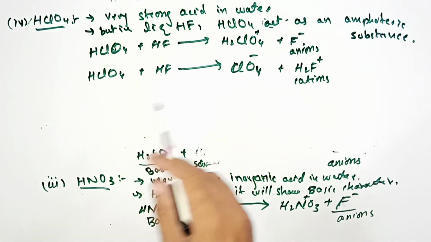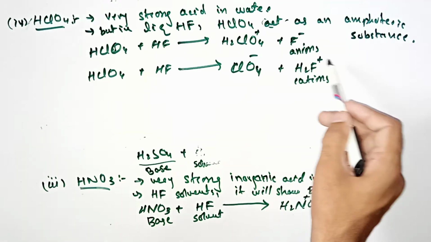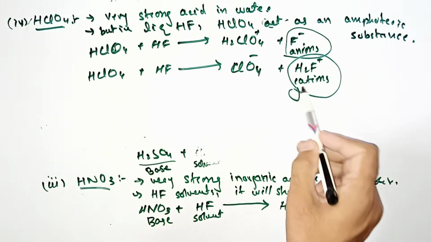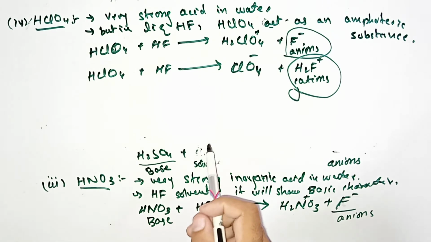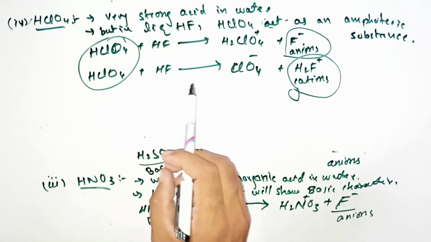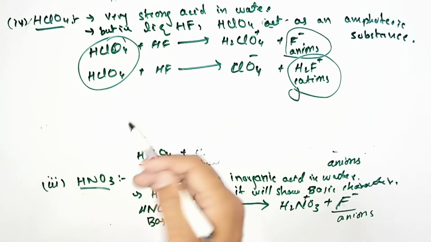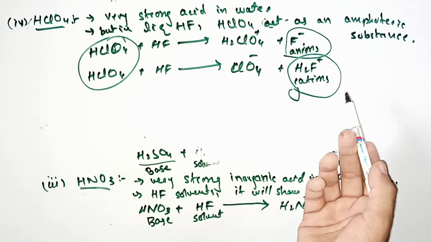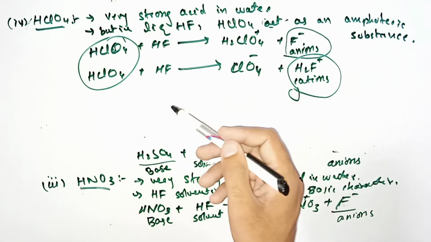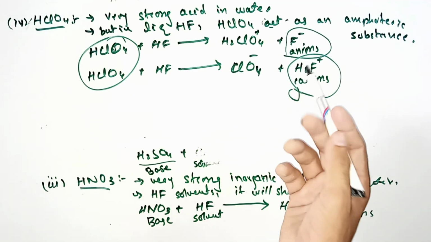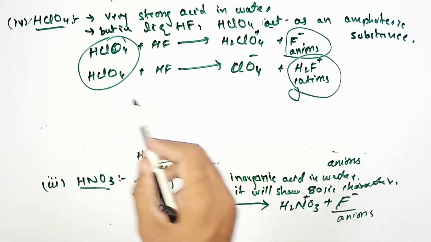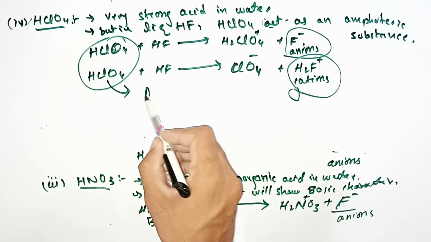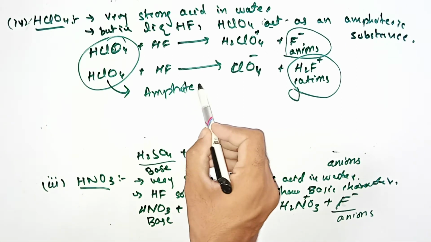So in the result of the solution, both the ions, that is the anion of the solvent and the cation of the solvent, are synthesized or furnished. According to the solvent concepts of acid and base, those species that furnish the cation will act as acids, and those species that furnish the anion in the solution will act as a base. So here, HClO4 in HF solvent produces both the ions, so they will be considered as amphoteric substances.